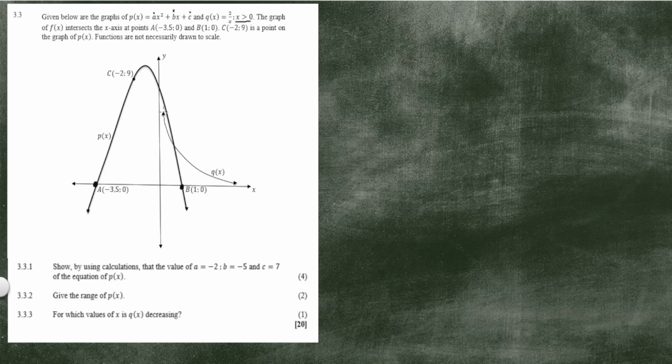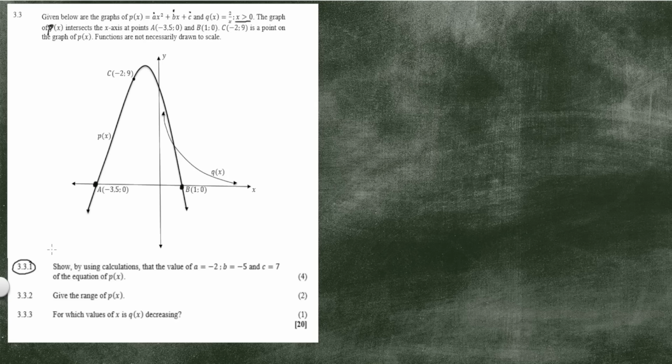Wait a minute. The graph of f intersects the x-axis. Yeah, no, there's a typo. The graph of P, not f. There's a typo here. The graph of P intersects the x-axis at these points. It's not f, it's P actually. It intersects at A and B. And then functions are not necessarily drawn to scale.